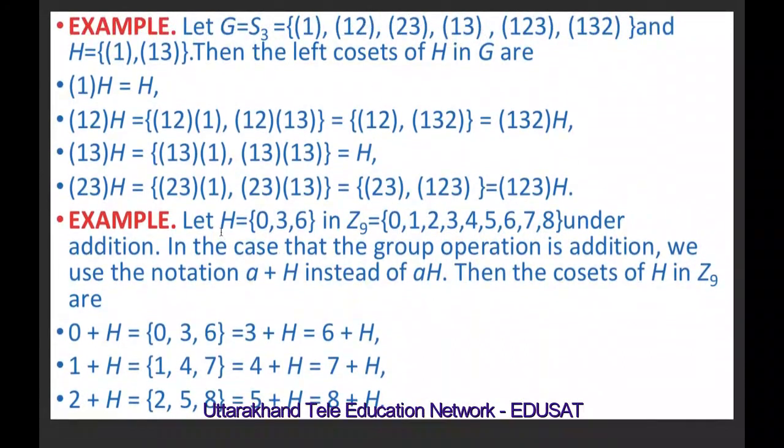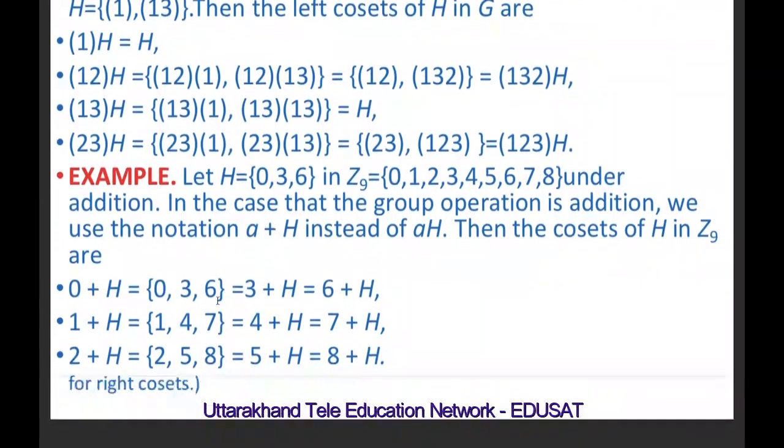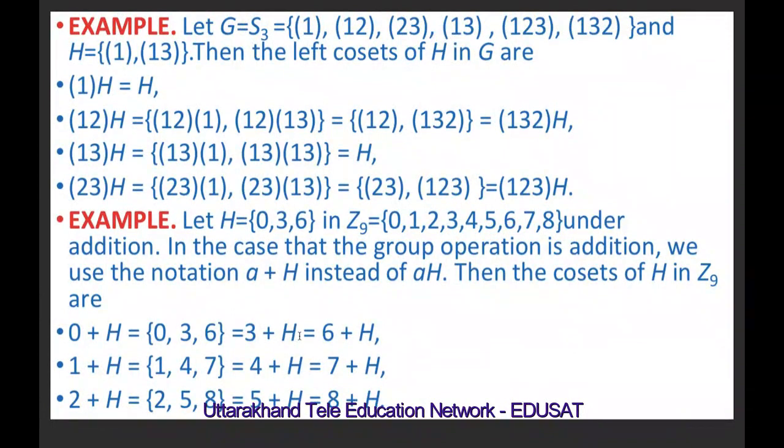So one more example. If we take H equal to {0, 3, 6} in Z9 equal to {0, 1, 2, 3, 4, 5, 6, 7, 8} under the operation of addition. In the case that the group operation is addition, we use the notation a plus H instead of aH. Then the cosets of H in Z9 are 0 plus H, which means {0, 3, 6}. This is also equal to 3 plus H and 6 plus H.